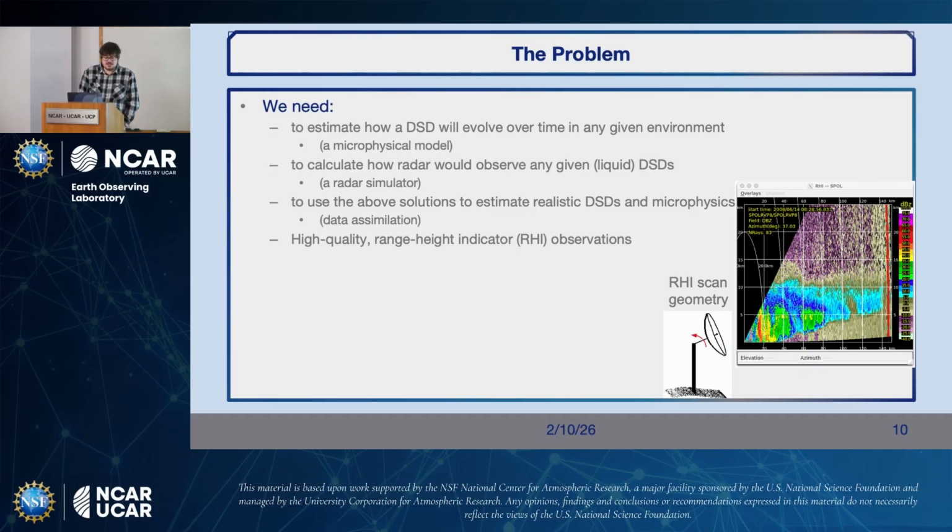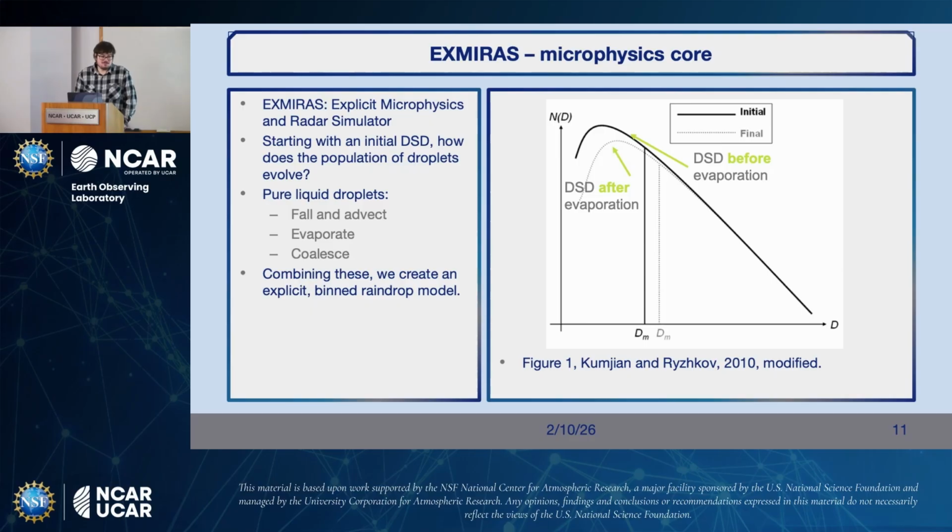So the next part is we need to calculate how a radar would see these observations. And this has also been done in different ways, like CRSIM or AOSPRI, which is built on CRSIM, which allows you to just simulate radar measurements of drop size distributions or other types of distributions. And then we actually need high quality range height indicator observations of an interesting mesoscale convective system. This was somehow extremely challenging to find. So let's just start by checking off that box from the top.